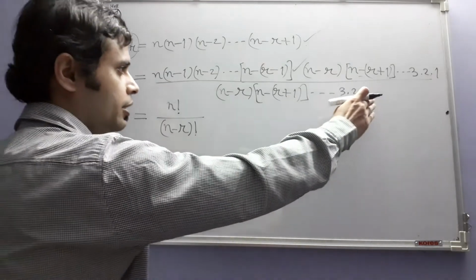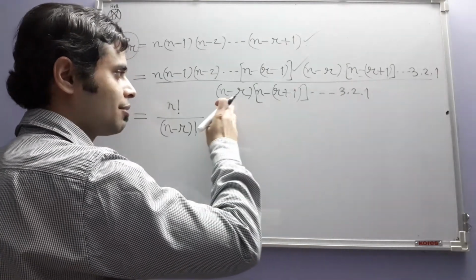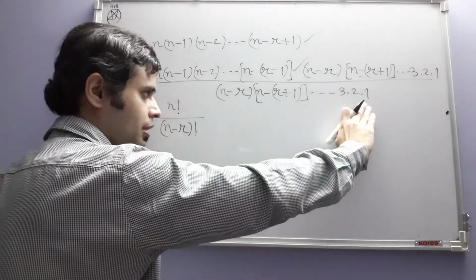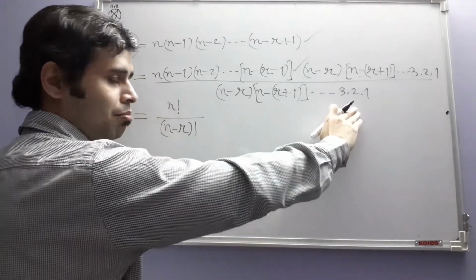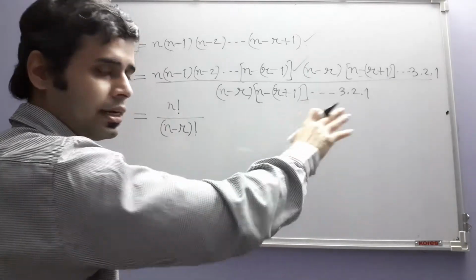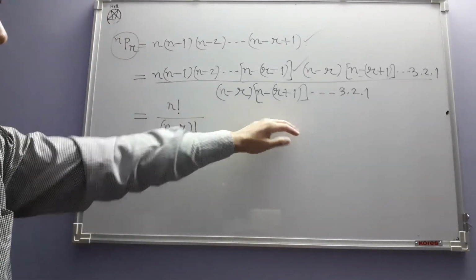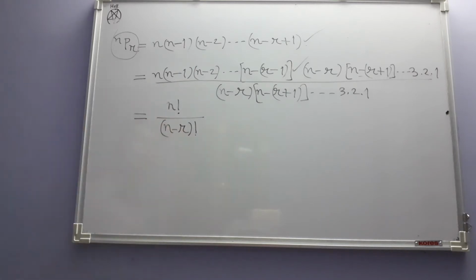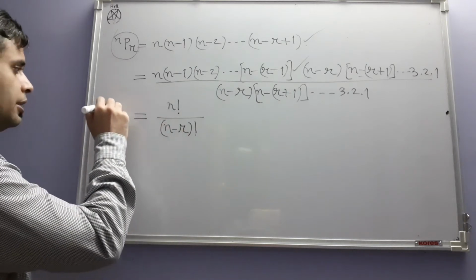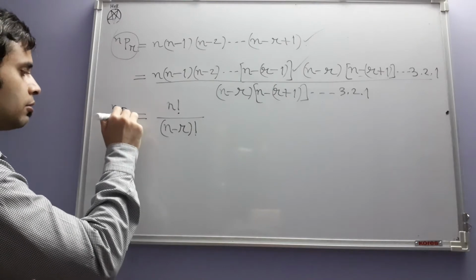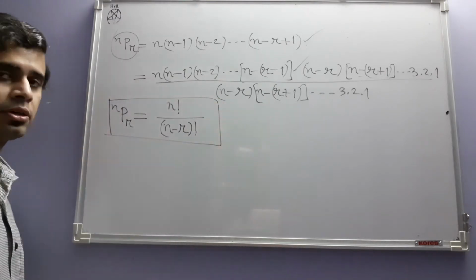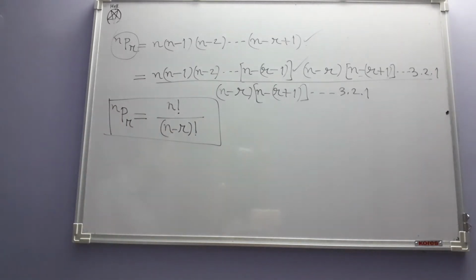Right? Because here, starting from 1, we have come to n minus r, and we have written all the numbers that appear, all the integers that appear in between, we have taken their product, which is by definition of factorial, n minus r factorial. So this is a sort of a small formula for NPR in terms of factorial.